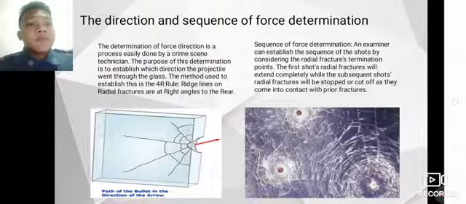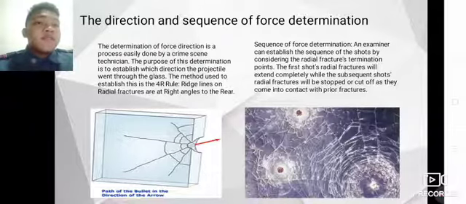The sequence of the force determination. An examiner can establish the sequence of the shots by considering the radial fracture termination points. The first shot's radial fractures will extend completely, while the subsequent shots' radial fractures will be stopped or cut off as they come into contact with prior fractures.